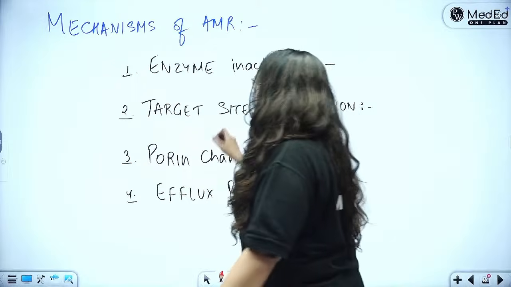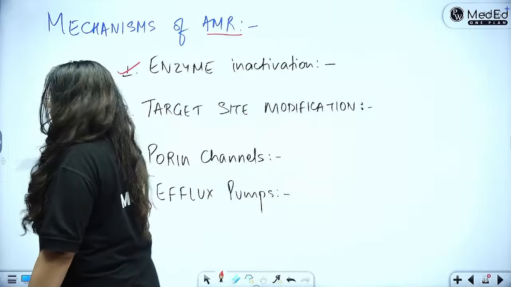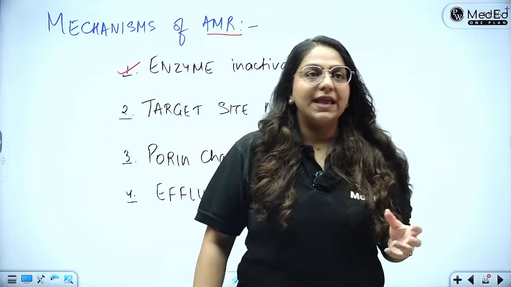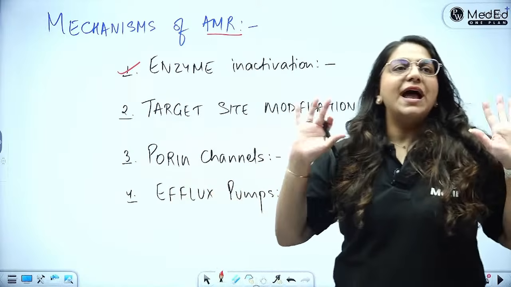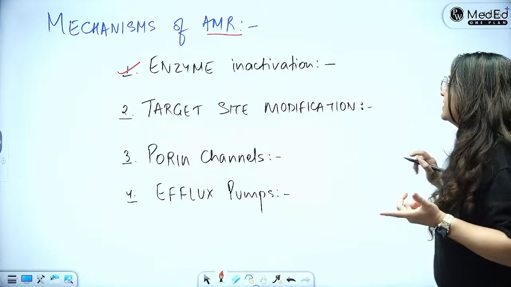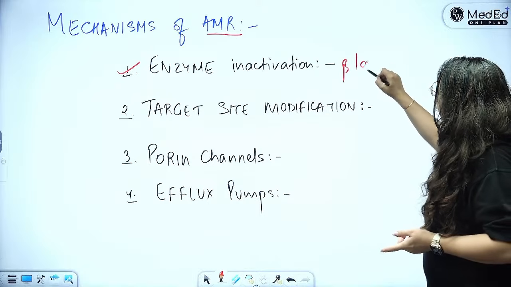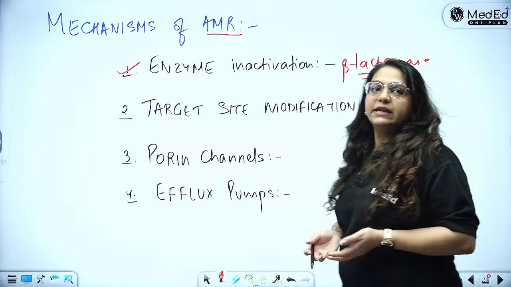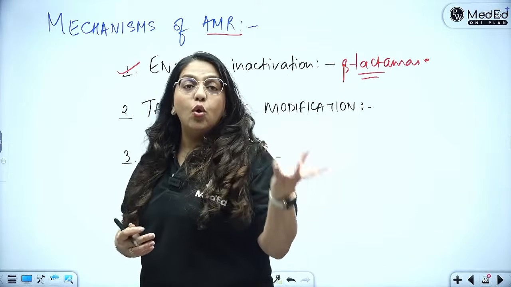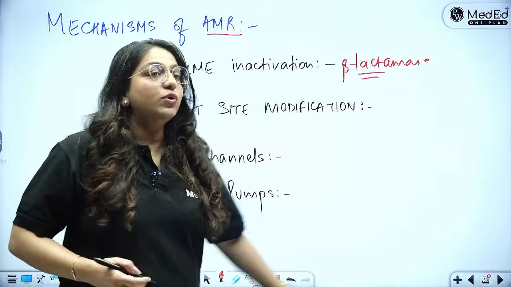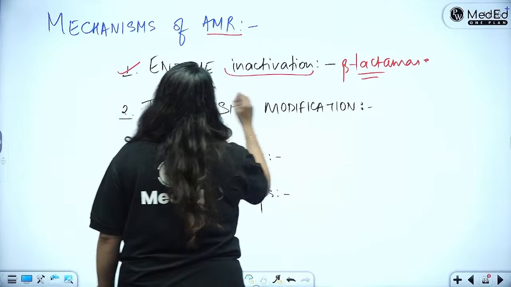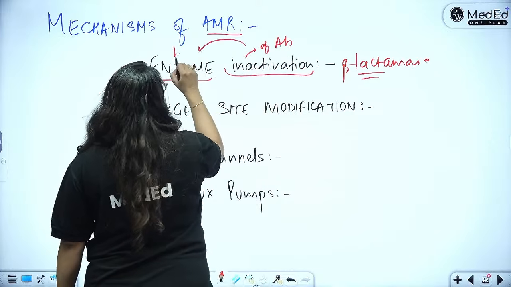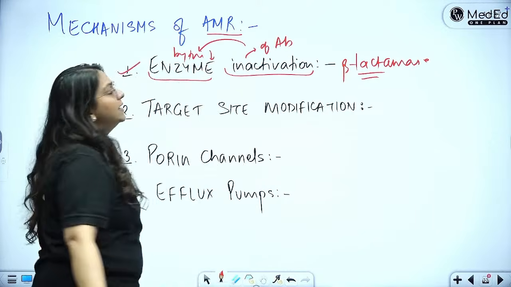So the different mechanisms of AMR are enzyme inactivation. So what can a bacteria do? It can release certain enzymes which inactivate the antibiotic. So suppose there is beta-lactamase. What does this beta-lactamase do? This is an enzyme which goes and inactivates the antibiotic. So beta-lactamase will go and break the beta-lactam ring. So it is inactivation of the antibiotic by the enzyme.